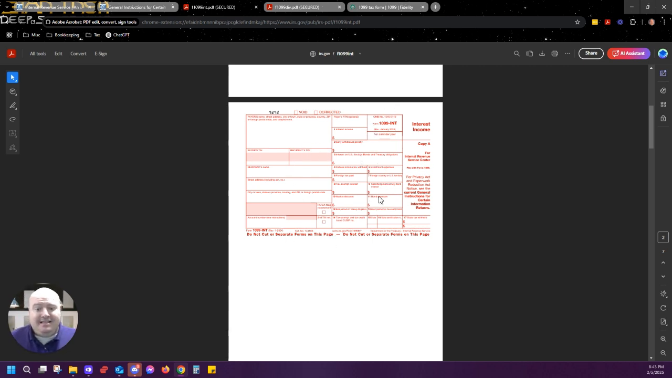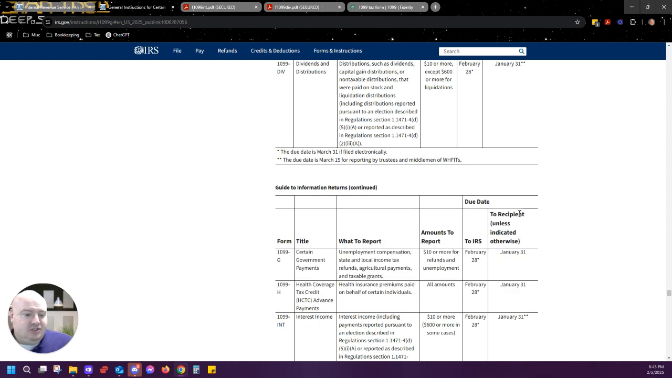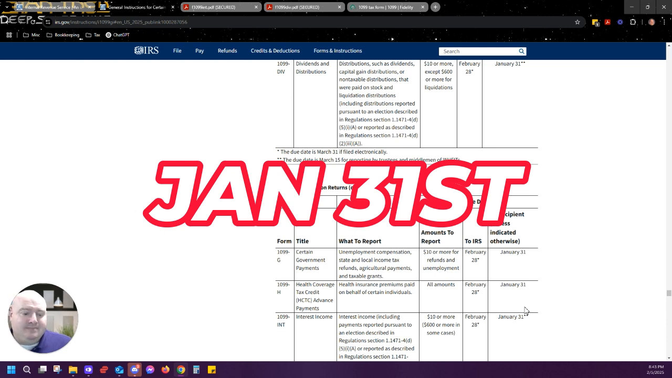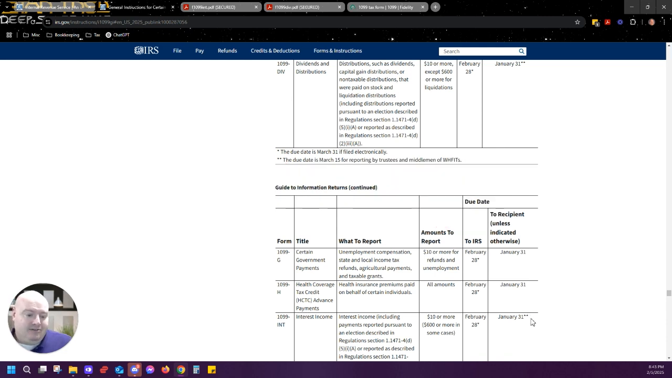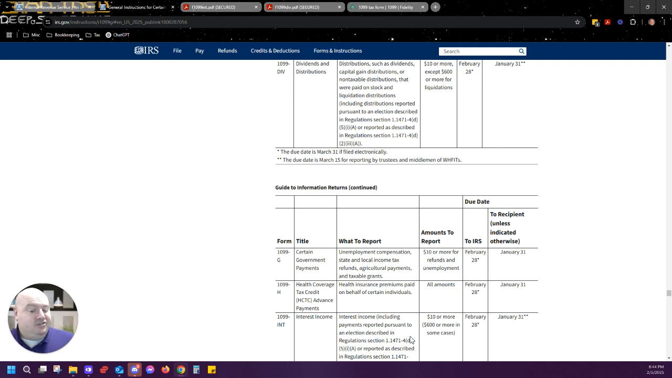You should have received these. The IRS due dates for these for recipients to get them, 1099 INT down here, January 31st to recipient. Unless indicated otherwise, but most often than not, January 31st is when they should have been mailed out to you by the latest. I'm recording this in early February 2025, so you should be getting them really quick if you have not yet. But they do not need to be to the IRS until February 28th. So if you haven't gotten yours, I would definitely contact your financial institution, because if you have $10 or more of interest earned, that is when you are supposed to be getting one of those forms.